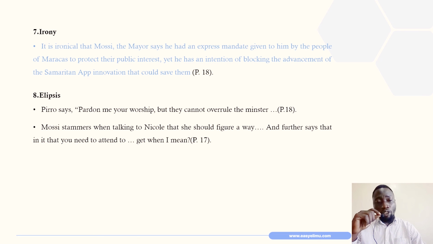So Mosi also stammers when talking to Nicole that she should figure a way. Then again, there are a set of dots indicating that there are words omitted. And Father says that in it, you need to attend to, again, the omission of words. Get what I mean, and all that.